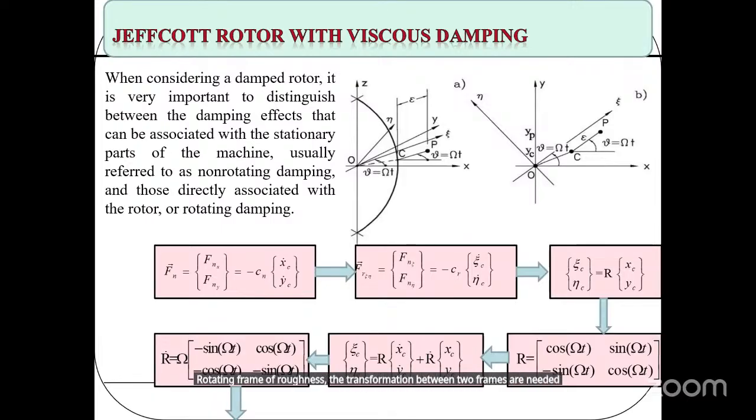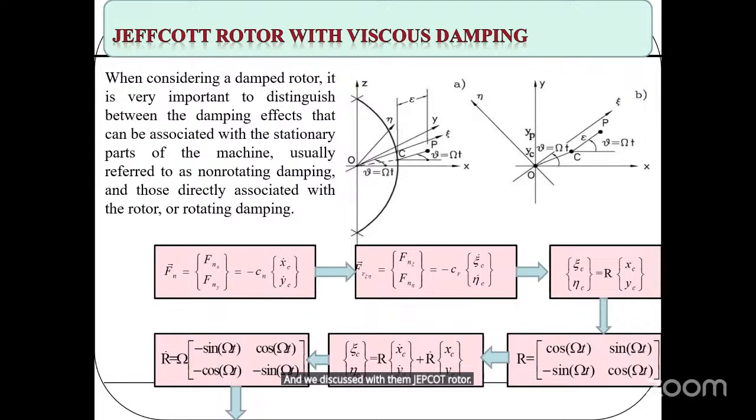This gives you the rotary transformation matrix R, so zeta is equal to R into XC, YC. Once we obtain the rotational transformation matrix, it is used to convert the dissipation energy of the rotary parts into the stationary coordinates. Then we can obtain the equations of motion of the viscously damped Jeffcott rotor.